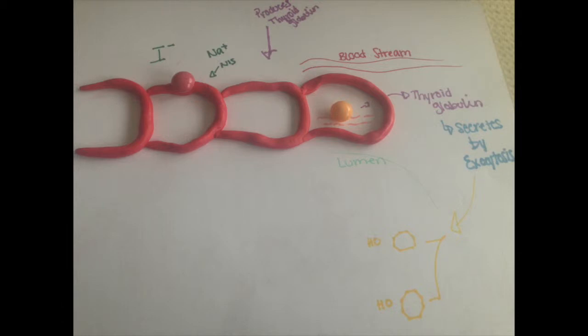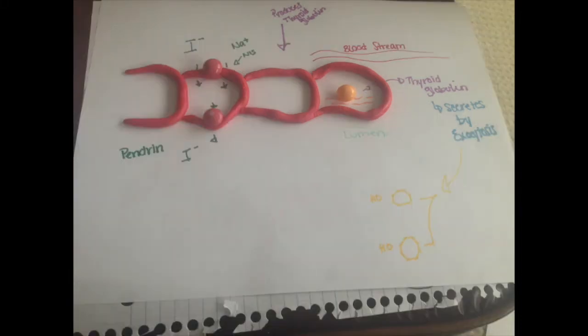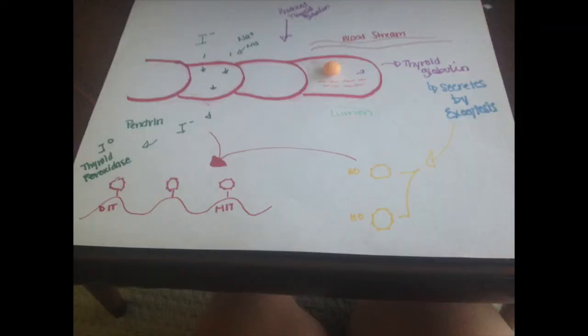Iodine enters the cell by a sodium iodide transporter, and is brought through the cell by pendrin. The thyroid is one of the only glands that uses iodine. When iodine mixes with thyroglobulin, they attach to each other and create MIT and DIT. Both of those will lead to the formation of T3 and T4.